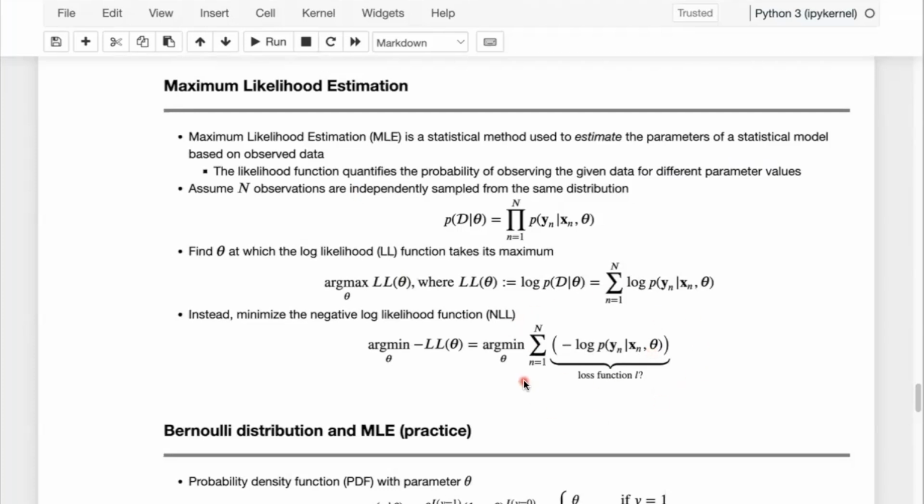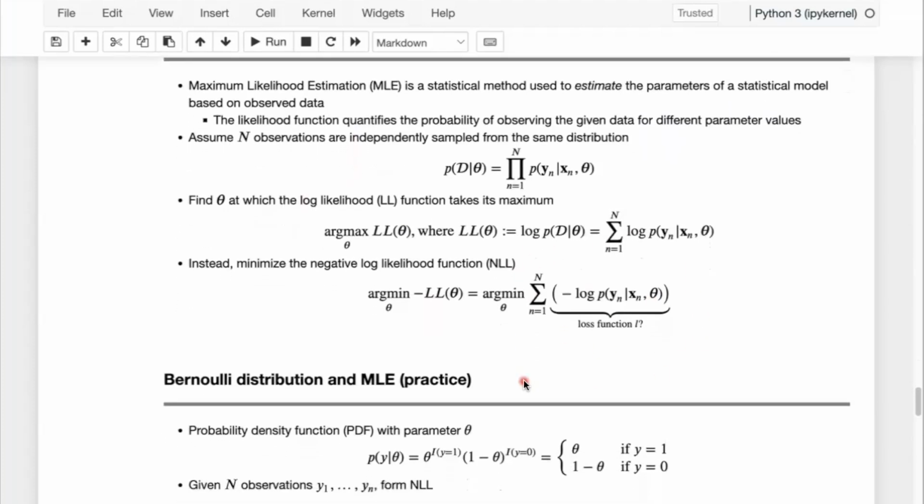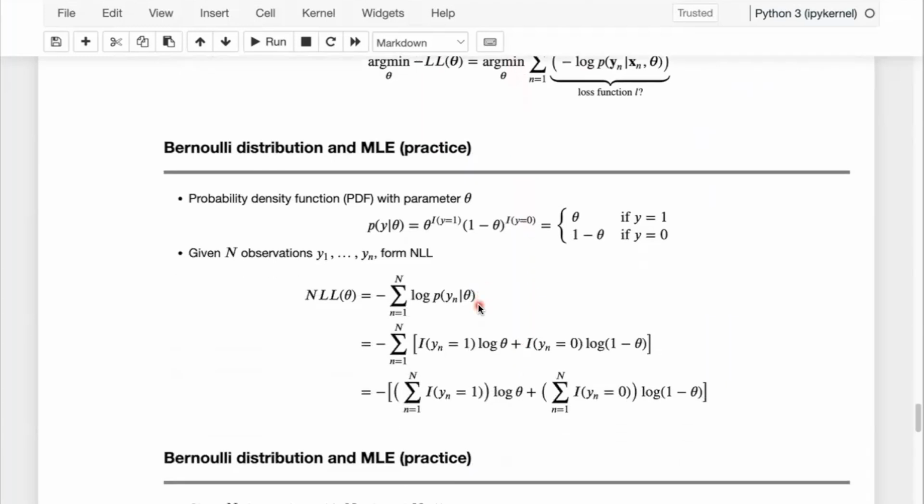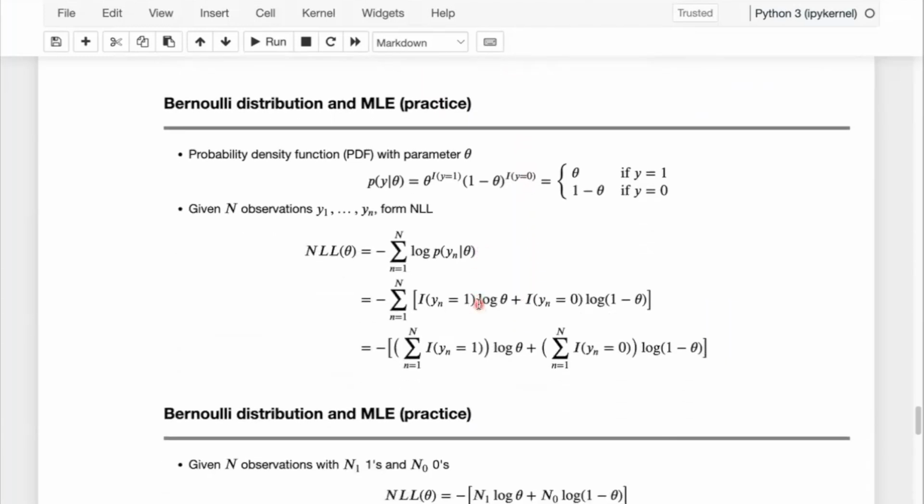To show you how this works as a warm-up example, let's look at the Bernoulli distribution, right? This is something that also helps us later to figure out how we can derive the loss function for classification problems, because remember the binary classification that we have right now, the output is either 0 or 1, and that's actually a Bernoulli distribution, right?